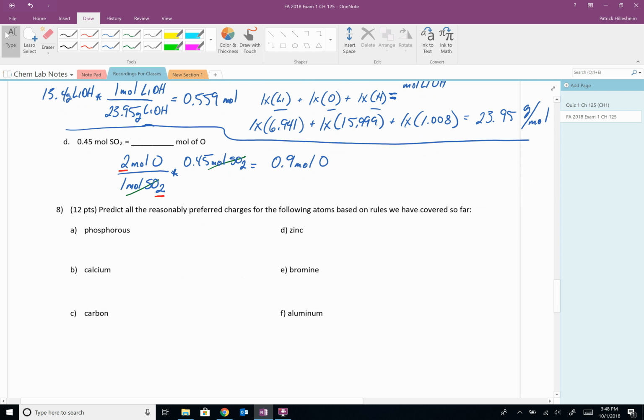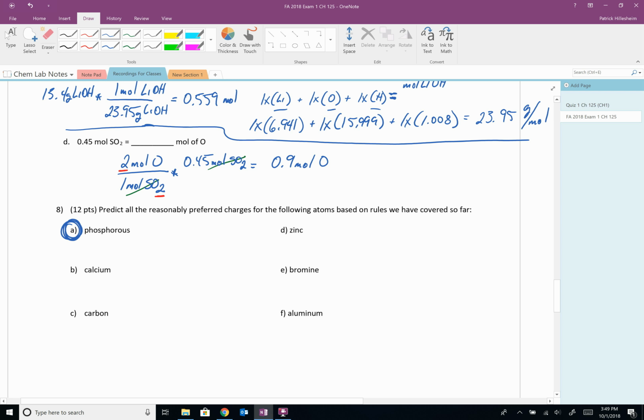Okay, number 8. Predict all the reasonably preferred charges for the following atoms based on the rules we have covered so far. Right now, all we've learned is a very basic introduction to the octet rule. Remember, I told you guys later on this semester, we're going to expand on that idea. So what I'm asking you to look at is preferred charges for the following atoms. All we know so far is kind of how to count to 8 and walk there in the least amount of steps. So I'm going to walk through one example here, and then we'll take a look at the rest of the answers.